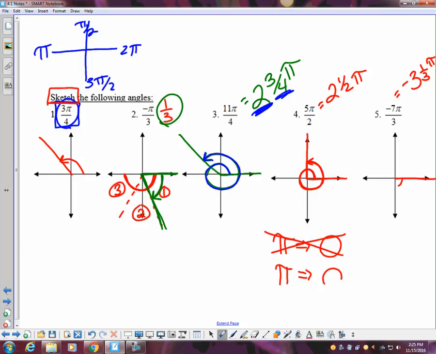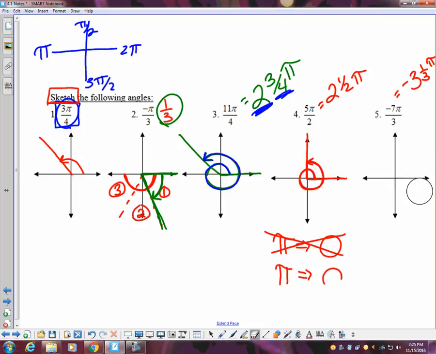Okay, you ready? 1, 2, 3. That's 3 full pi's. Now I need to go 1/3. Okay, so think of this as my next pi, and I only want 1/3 of it. So I would stop right there because this right here is 1/3 of that pi.